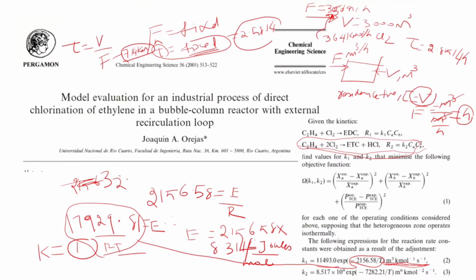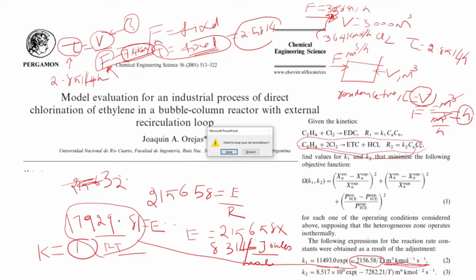What we need to do is fix the time, or optimize the time, so that it is equal to 2.5814 hours, and our flow rate is fixed. So what we need to change is the volume. What should be the corresponding volume that will ensure that our flow rate is fixed at 714 kilomoles per hour and our residence time will be exactly equal to 2.5814 hours? This is what we are going to do at the moment. So how to do it?